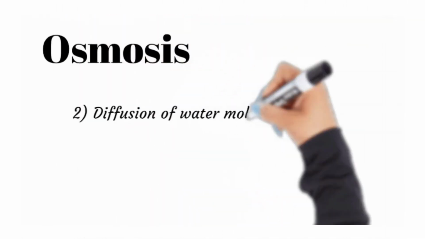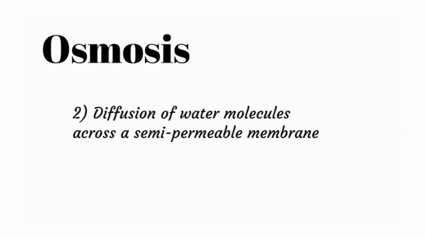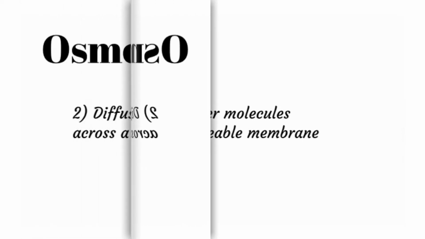Which brings us to this second definition: diffusion of water molecules across a semi-permeable membrane. I've added the semi-permeable membrane. I will highlight what that means in a subsequent slide. But once again, I really believe this is the best definition of osmosis, or if nothing else, the easiest definition of osmosis. It's the diffusion of water molecules.